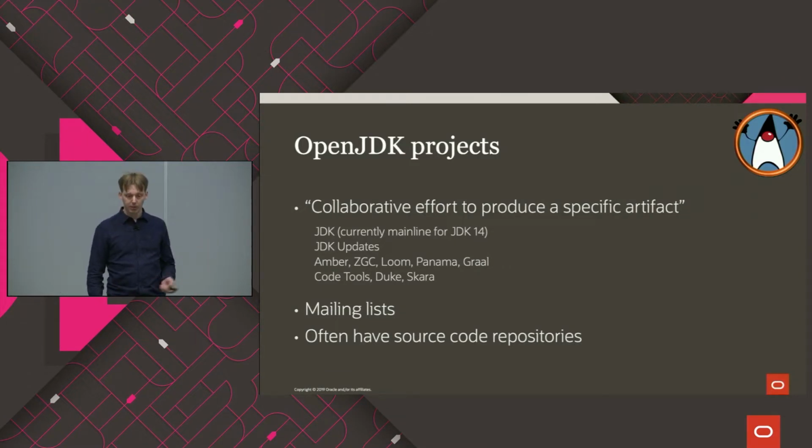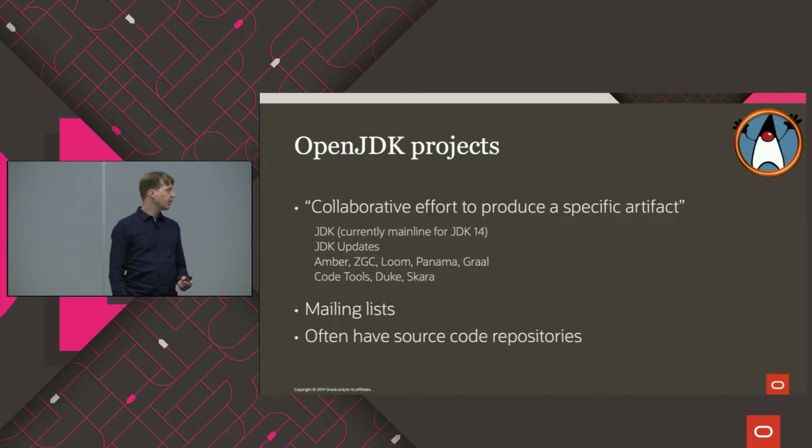And each of these groups may also sponsor projects. A project within the OpenJDK is a collaborative effort to produce a specific artifact. So there are a number of different projects. One of the more famous ones is the JDK project, which is where the current implementation of JDK 14 is happening. We also have the JDK updates project, where JDK 11, for instance, is currently living.